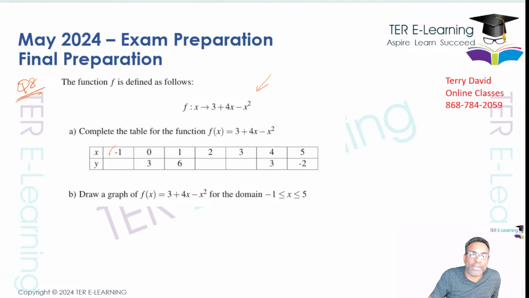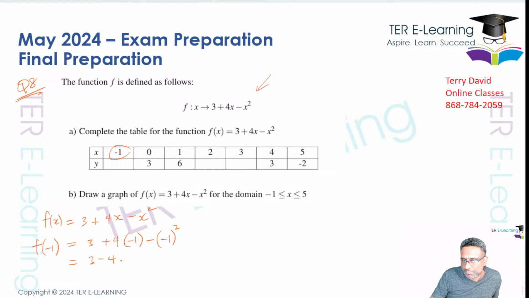So that means that we have to plug in minus 1 into that formula. So f of x is 3 plus 4x minus x squared. We're working out f of minus 1. So this is going to be 3 plus 4 by minus 1, minus minus 1 squared. So this is going to be 3 minus 4 minus 1. So 3 minus 4 is minus 1, minus 1 minus 1 is minus 2. So this first value here is going to be minus 2.